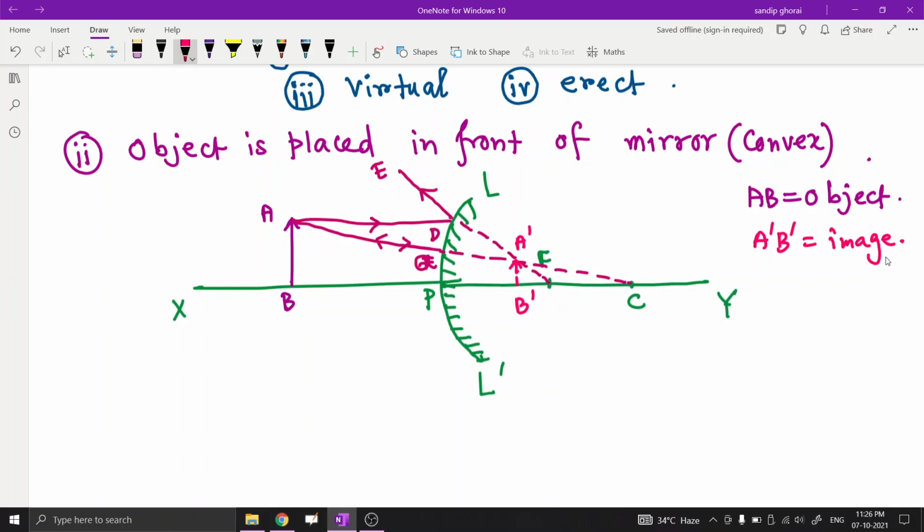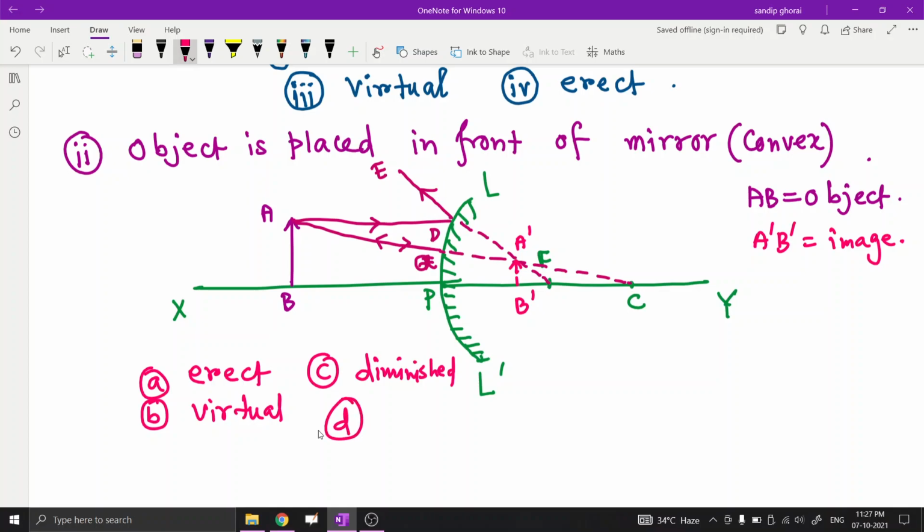So what are the characteristics of the image? Actually, the characteristics of the image are: it is erect, virtual, and diminished, and the position of the image is behind the mirror. Okay, behind the mirror. So there are two types of image formation for a convex mirror.